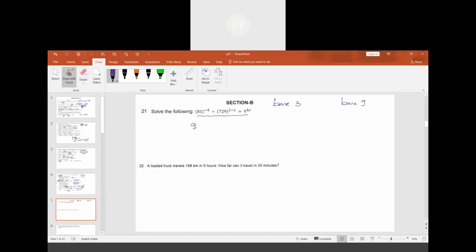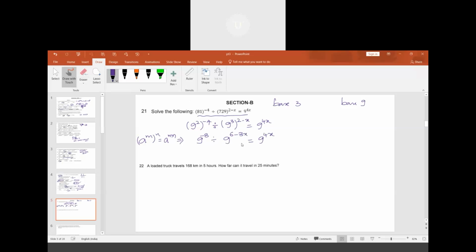If base is 9, this will be 9 square to the power 3 whole to the power minus 4, divided by 9 cube whole to the power 2 minus x, which is equal to 9 to the power 4x. This is the first thing. Now we have to make use of this exponent law: a to the power m whole to the power n is a to the power mn. If we use that, this becomes 9 to the power minus 8 divided by 9 to the power of 6 minus 3x, which is equal to 9 to the power of 4x.